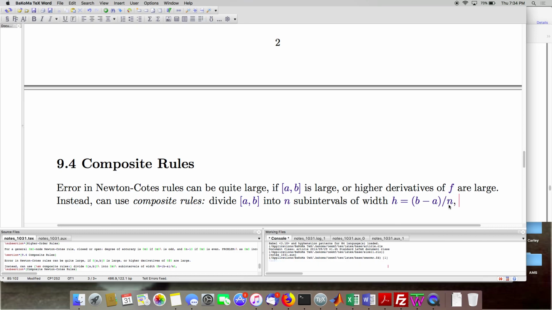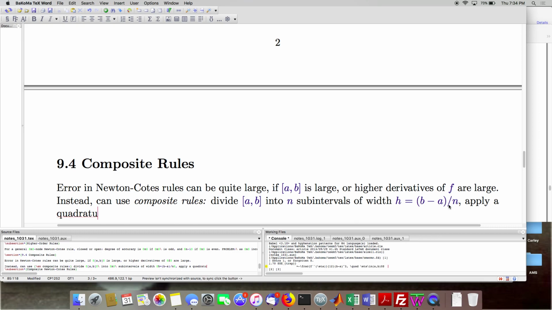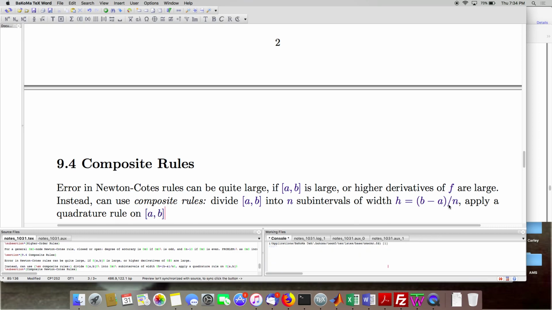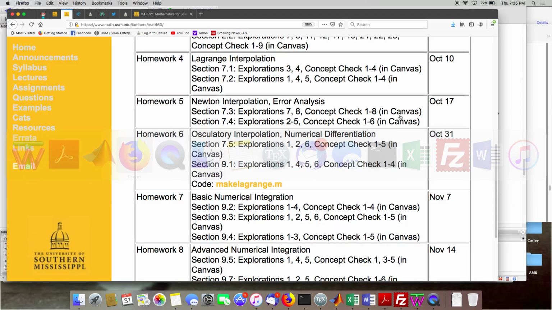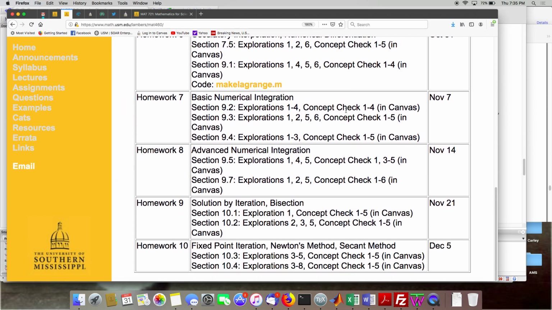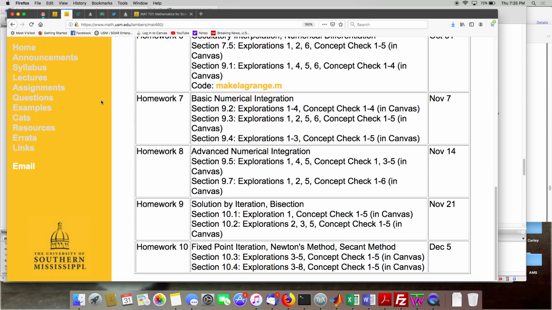So then what you do is apply a quadrature rule, such as a Newton-Cotes rule, on each subinterval. Now, I'm going to talk about composite Newton-Cotes rules, but you can really apply this idea to any quadrature rule, including some of the others that we'll see later in this chapter. So you just divvy up AB into subintervals. Here, I'm making them equally spaced, just for convenience.